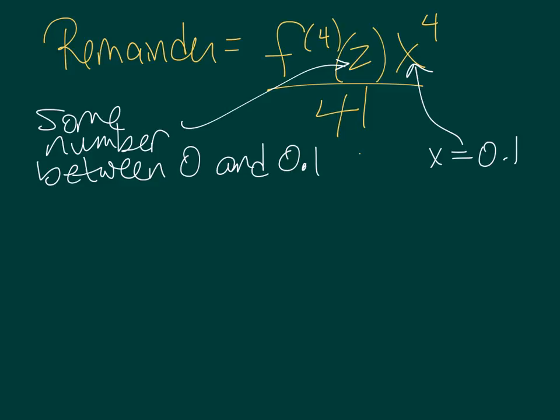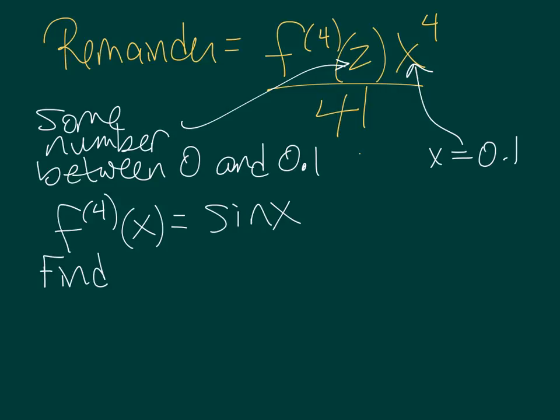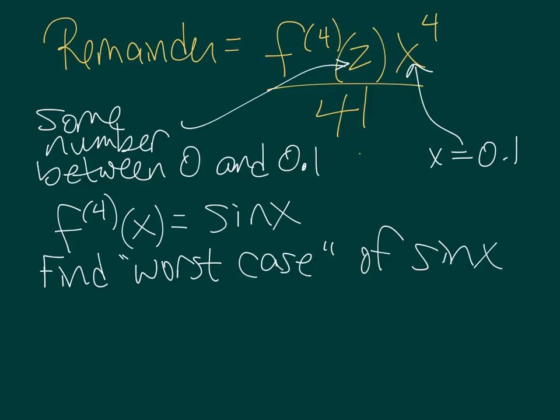So first of all, let's remember what the fourth derivative was. And remember, we started with sine x. The derivative of sine is cosine. The derivative of cosine is negative sine. The derivative of negative sine is negative cosine. And the derivative of negative cosine brings us right back to sine. So the fourth derivative is sine x. We want the worst case of sine x, and that means the largest possible value for x's between 0 and 0.1.